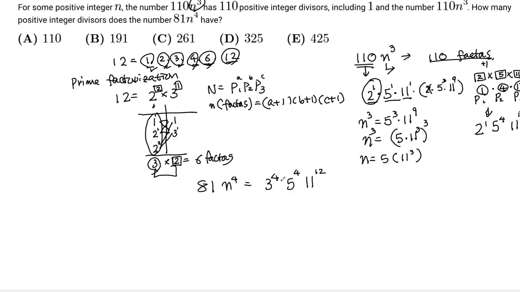How many factors are there? Add 1 to each exponent: 4 plus 1 is 5, 4 plus 1 is 5, and 12 plus 1 is 13. So 25 times 13. You can quickly find 20 times 13 plus 5 times 13, 65, which gives 325 factors there. The answer is 325.